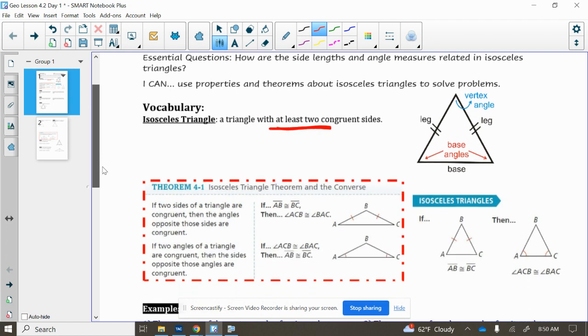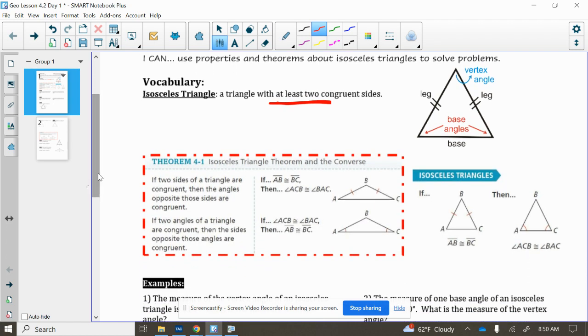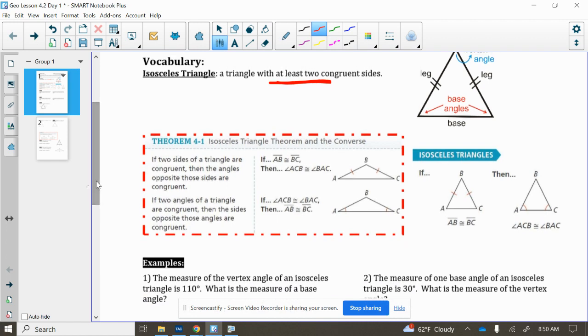Now, in an isosceles triangle, again, we have at least the two congruent sides. And the isosceles triangle theorem basically says that if you have two congruent sides, their opposite base angles are also going to be congruent to each other. So if we have legs AB and BC congruent, angle A and angle C are congruent to each other, not necessarily the vertex angle. And then the converse of that is also going to be true.